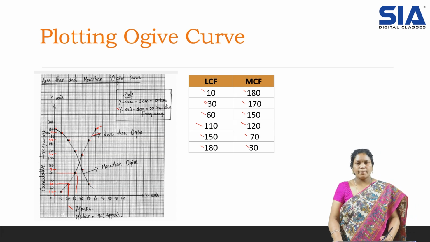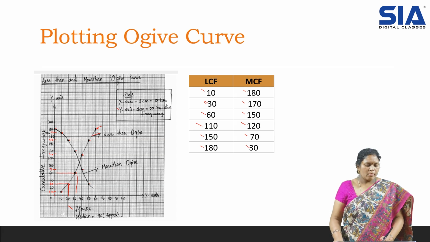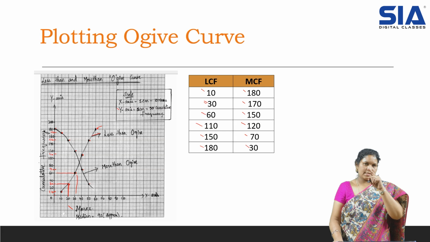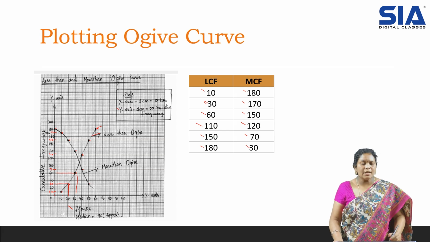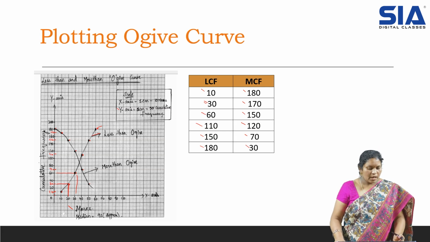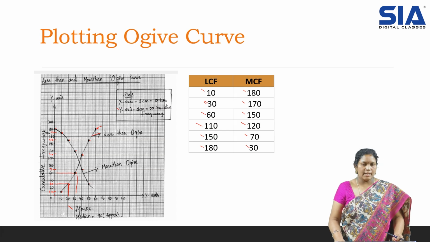So in this way we'll obtain more than and less than. Mostly you'll get it like an X. Like that you'll get two curves. So less than Ogive and more than Ogive. So this is how we'll plot more than and less than Ogives.